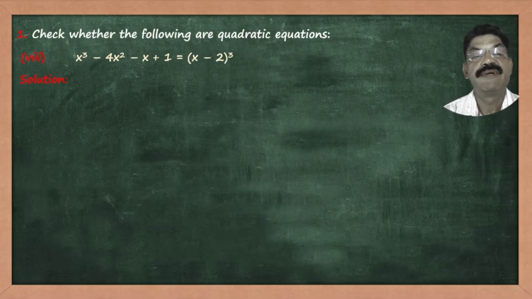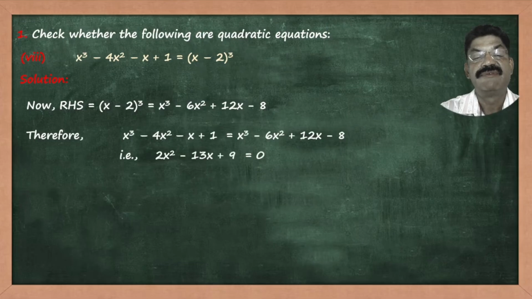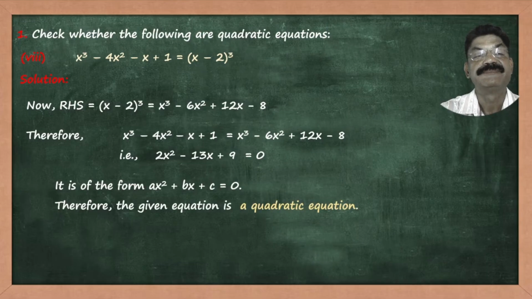Eighth problem, x cube minus 4x square minus x plus 1 is equal to (x minus 2) whole cube. So there is nothing to expand on the left hand side. I expand the right hand side, which is (x minus 2) whole cube, which is x cube minus 6x square plus 12x minus 8. I equate both sides. So I am left with 2x square minus 13x plus 9 after cutting out x cube. Therefore, it is of the form ax square plus bx plus c equal to 0. Therefore, it represents a quadratic equation.